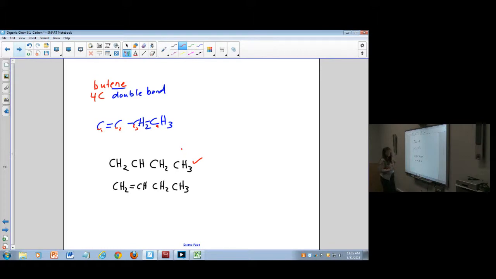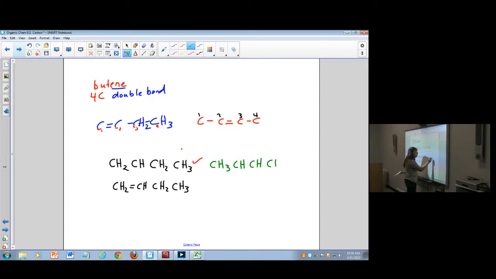I can draw a different butene. And I can draw a butene where I have 4 carbons again. But who said I had to put it on carbon 1? Couldn't I have put my double bond at carbon 2? That's 1, 2, 3, 4. And the answer is, well, yeah, of course I could have. When I draw this up, I'm not going to draw it, but you can put in your hydrogens. You should end up seeing this as CH3, CH, CH, CH3. Okay, and that would be its structure.